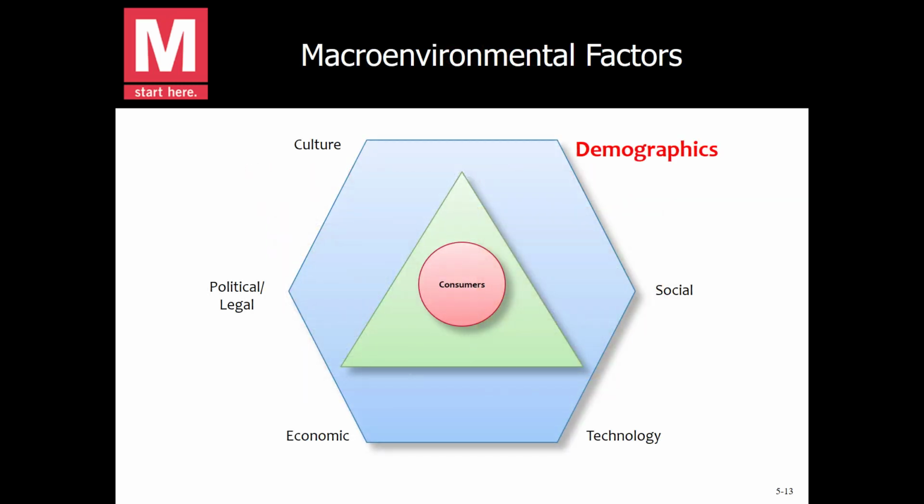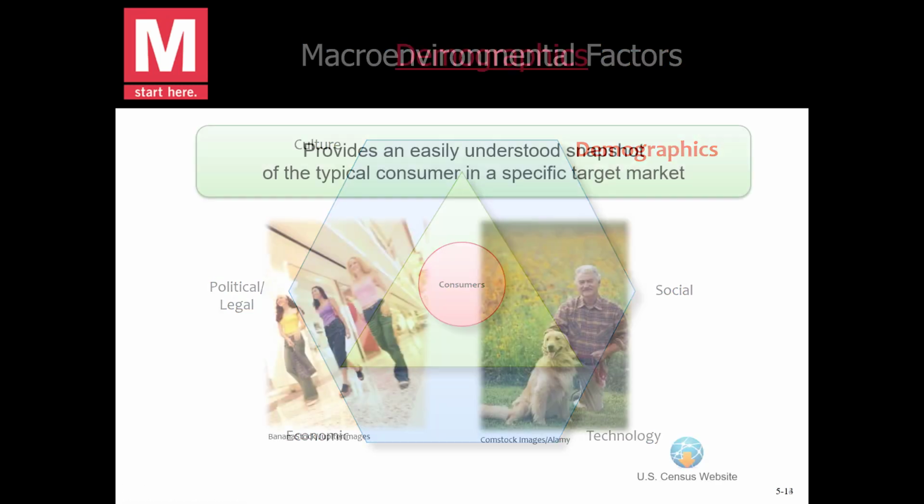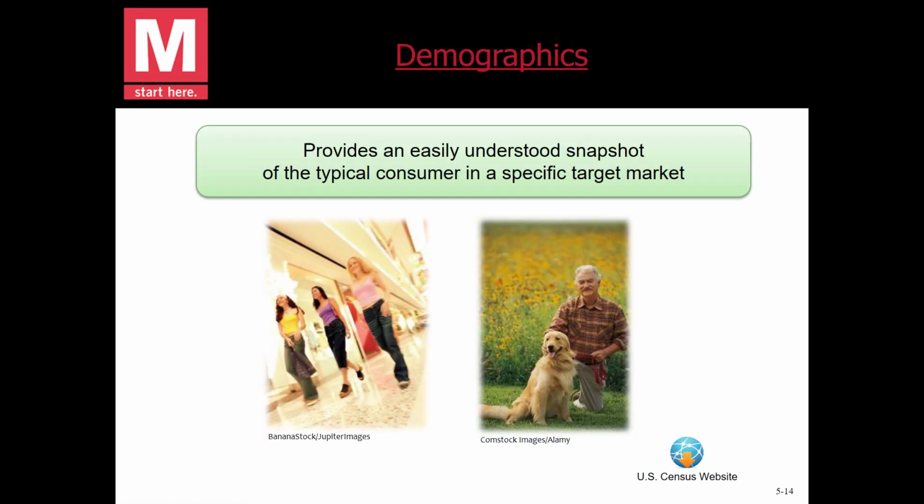Next, let's look into the second macro-environmental factor, which is called demographics. If I ask you what are the typical demographic variables, your answer would be age, gender, income, and education. This demographic segmentation is probably the most common form of segmentation because the information is so widely available. It is so easy to collect information on your consumers' demographics, their age, their gender, their income, and education.